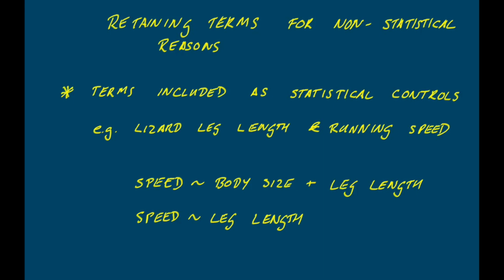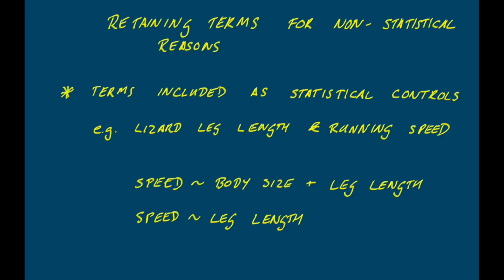And if you detect an effect of leg length in one of these models, what that is telling you is going to be different between the two models. So in the first model, we fitted the effect of body size before we fitted the effect of leg length. So the effect of body size will be partialed out of the data before the coefficient estimate for leg length is made. And so the first model is telling us not the effect of leg length, but the effect of relative leg length compared to body size. So the leg length term in the first model is telling us whether lizards with relatively long legs for their body size run faster or slower.